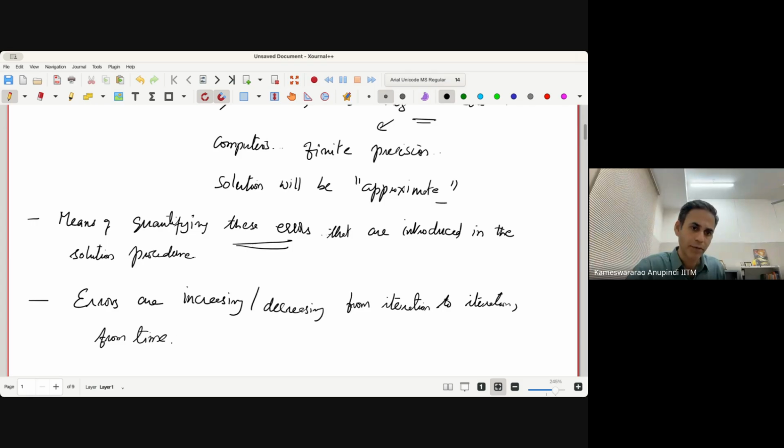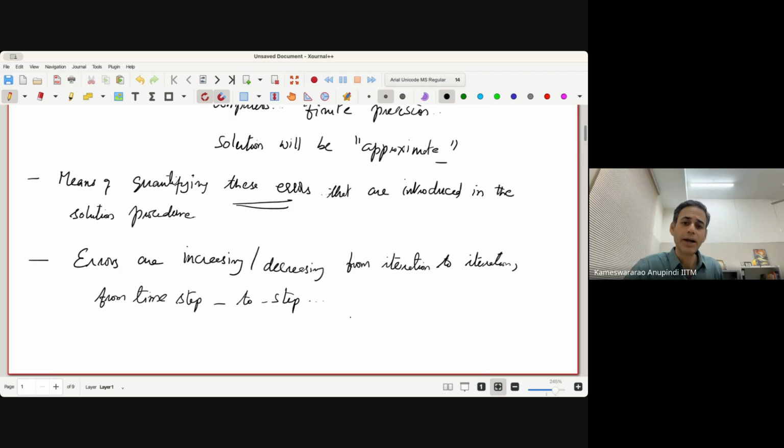That means if we have some unsteady problem from time step to next time step, we should know whether these errors are actually increasing or decreasing, so that we can comment upon whether our solution is going to converge or not, right? So then we can comment on whether our solution is going to converge or not. Okay, so that's what we will be able to comment on.